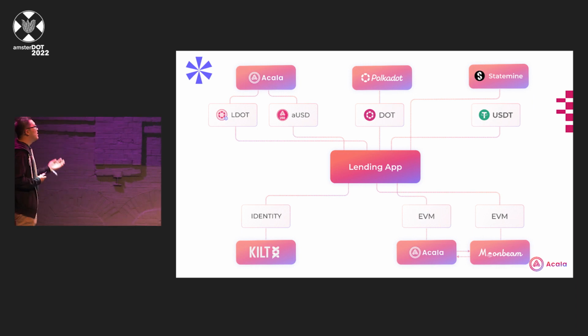So say we have a lending application in the middle. It can use assets like AUSD, LDOT, liquid staking DOT from Acala. You can use DOT from Polkadot. They can be using USDT, for example, from Statemine. They are all just assets. The users of the application should see, I don't know, 50 USDT, 50 DOTs, 50 AUSD, sitting on different blockchains, but it's all just their money. Why do they need to know which blockchain the money is sitting on?